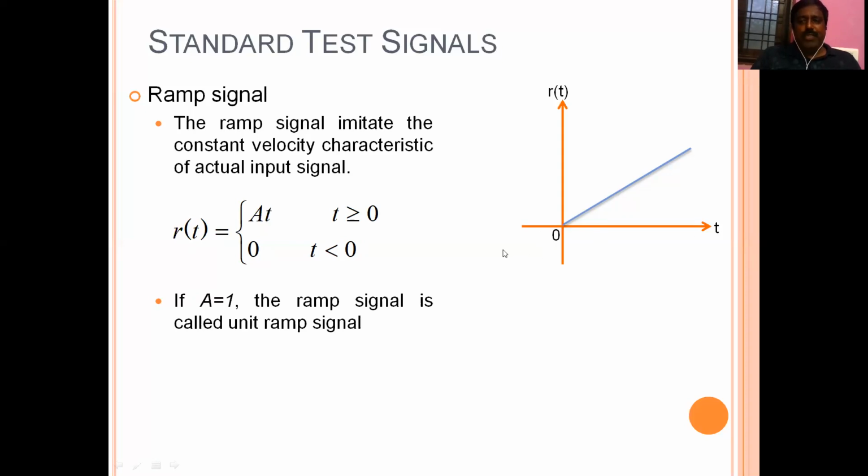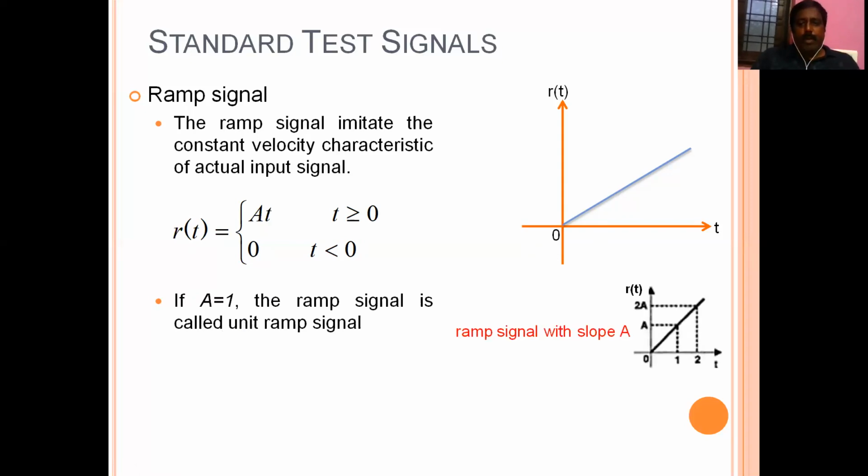You see clearly on the left side, when t is less than 0, there is no ramp signal. Right. When A is equal to 1, the ramp signal is called a unit ramp signal. And it will show the ramp signal with a slope A in different concepts. With a slope A, it is represented like this. The unit ramp signal is represented like this. So this is the actual ramp signal. This is a unit ramp signal.